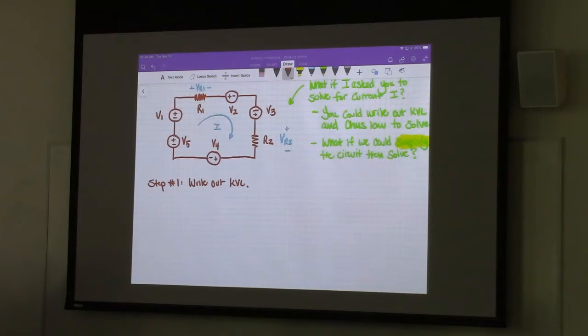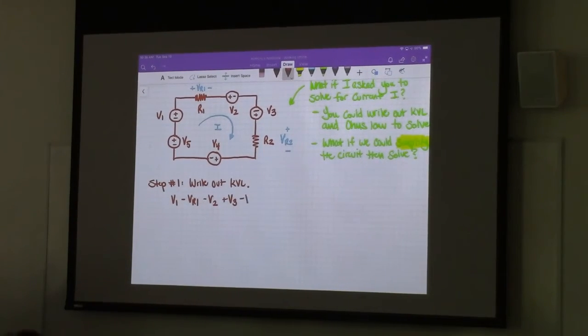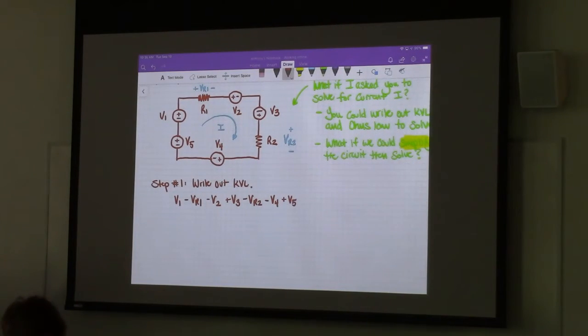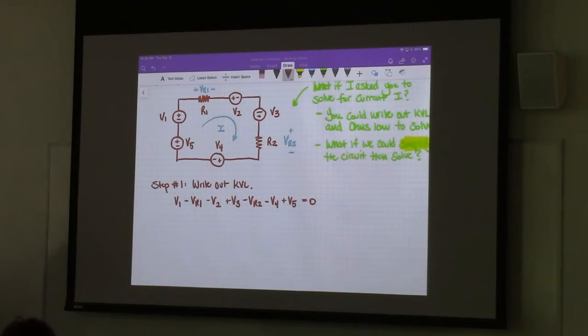I'm just going to go around starting from V1. So we have V1 minus VR1 minus V2, right? Just really quickly eyeballing the polarities, plus V3 minus VR2 minus V4 plus V5 equals 0. Let me check that. So, right, minus, minus, plus, minus, minus, plus.